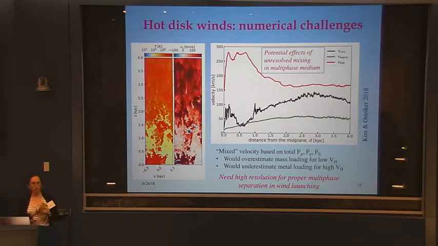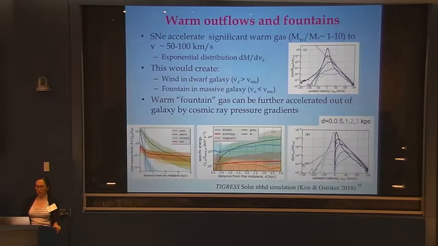to understand what a wind can produce, a multi-phase wind, because the different aspects of it carry different physics with it, and implications for galaxy formation and evolution. So before, I think I just say a word about outflows and fountains. As I mentioned, supernovae can accelerate warm gas to moderate velocities of 50 to 100 kilometers a second.